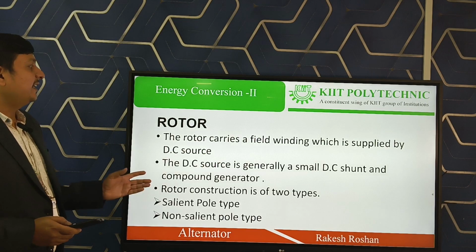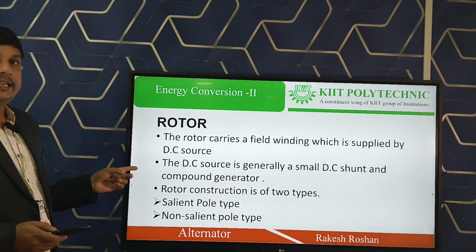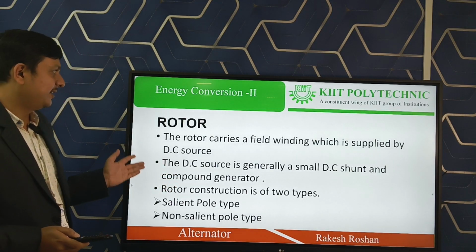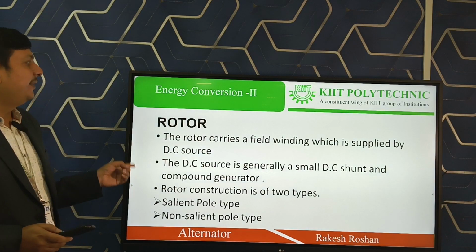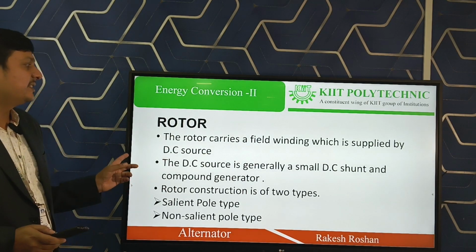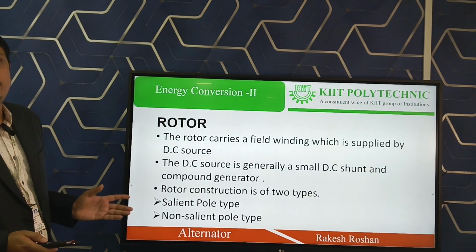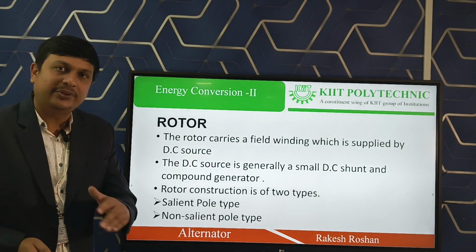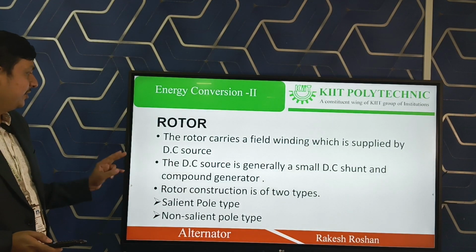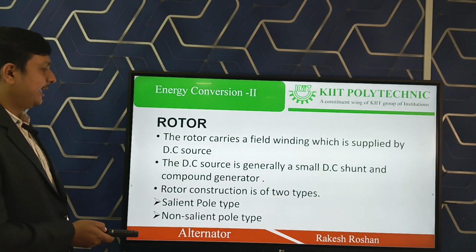The rotor carries a field winding which is supplied by a DC source. In an AC generator or alternator, the field winding is energized by a DC source, and the DC source is generally a small DC shunt or compound generator which is mounted on the shaft of the alternator. As I said earlier, the rotor is of two types: salient pole type and non-salient pole type.